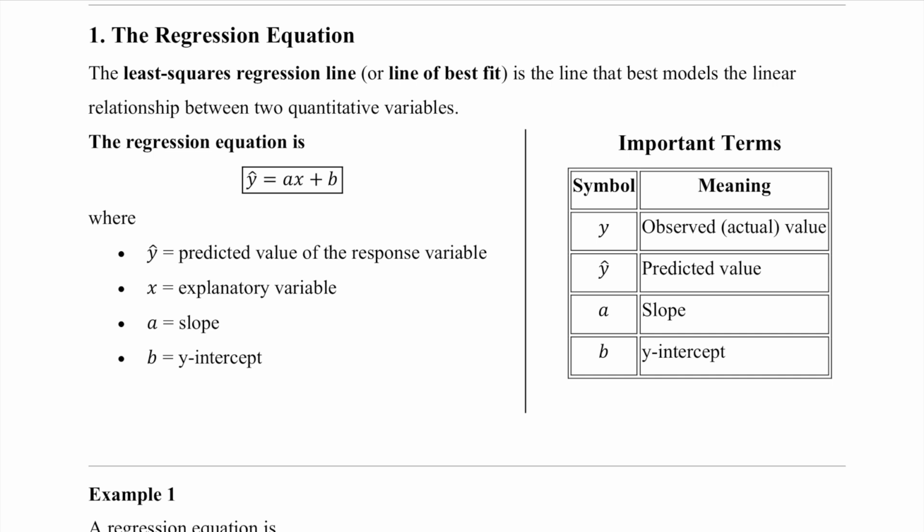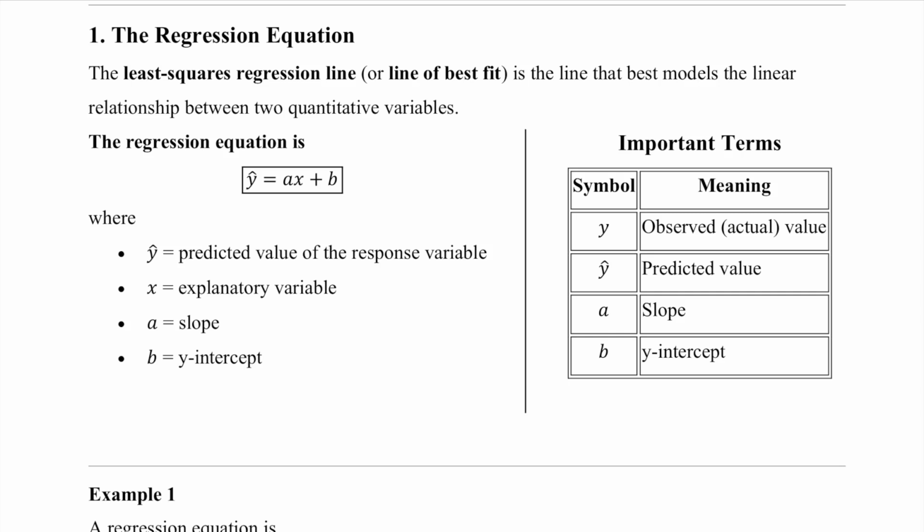The least squares regression line, also called the line of best fit, is the line that best models the linear relationship between two quantitative variables. The regression equation is commonly written as y hat equals ax plus b. Here, y hat is the predicted value of the response variable, x is the explanatory variable, a is the slope, and b is the y-intercept.